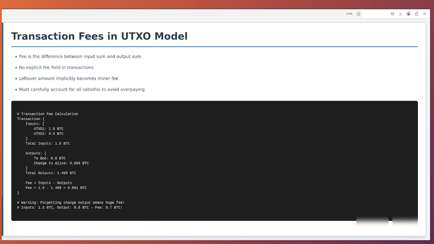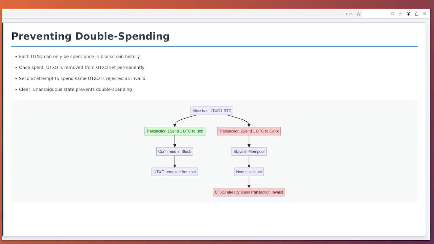Miners collect these fees as a reward for including transactions in blocks. The fees incentivize miners to process transactions and secure the network. As block rewards decrease over time through halvings, transaction fees become increasingly important for Bitcoin's security model. Preventing double spending with UTXOs. One of Bitcoin's greatest achievements is solving the double spending problem without a central authority, and the UTXO model is central to this solution.